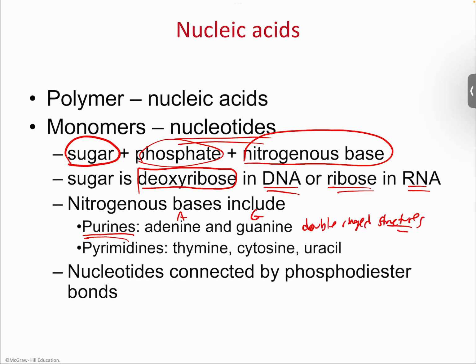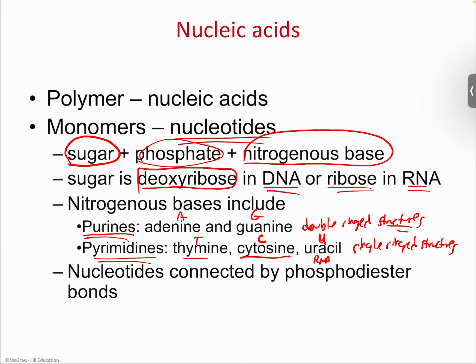Now, the other family of bases is what's called the pyrimidines. So the pyrimidines are single ring structures. And they compose thymine, T, cytosine, C, and then in RNA only is uracil. So these are all of our nitrogenous bases that we run into.